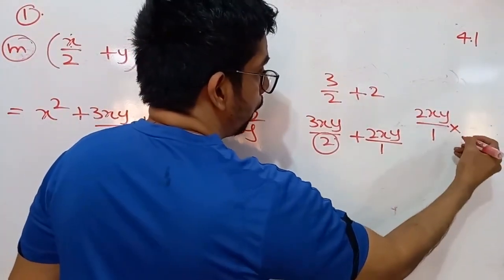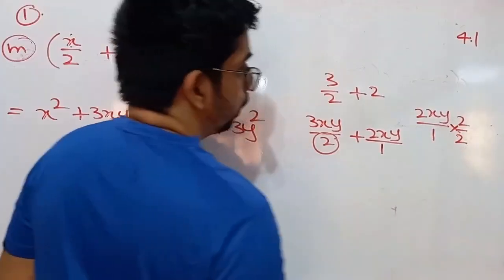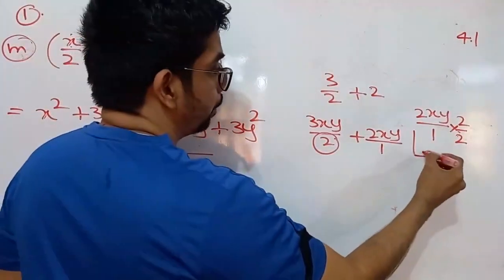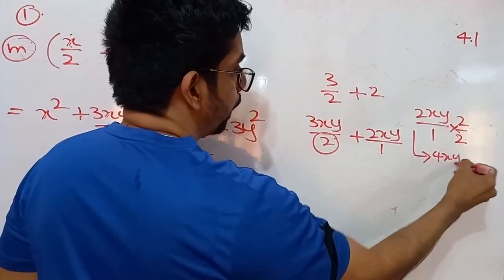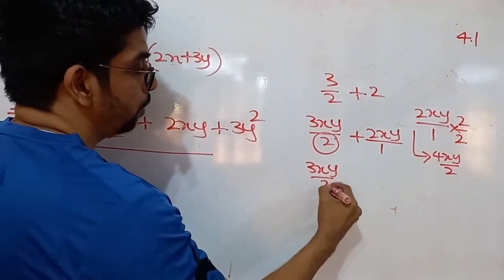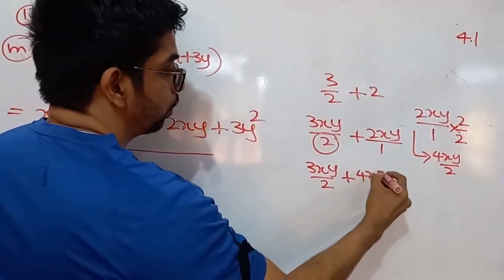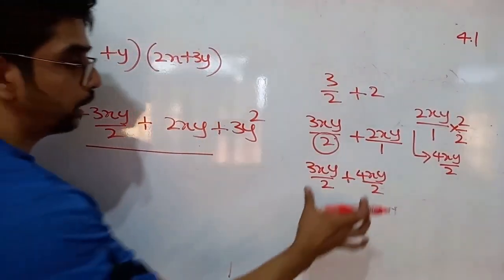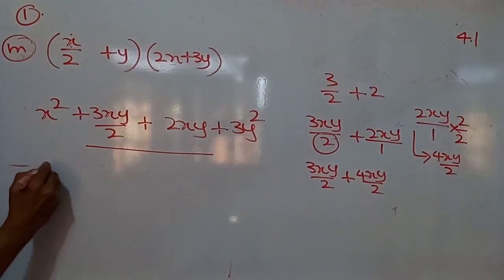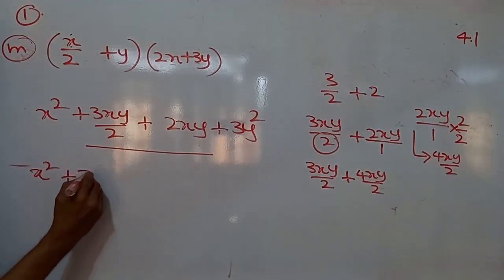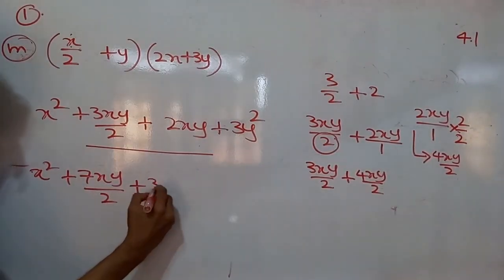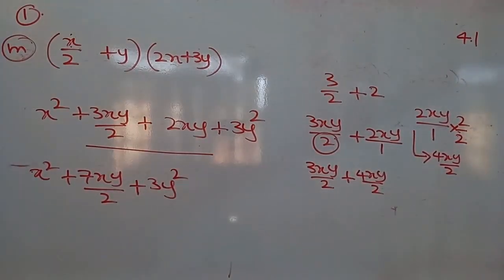So multiply the denominator by 2, multiply the numerator by 2 as well. Right? එතකොට මම මේක මෙතන ලියන්නම්. එතකොට මෙතන එනවා 4xy divided by 2. Right? So 3xy divided by 2 plus 4xy divided by 2. දැන් මොකද කරන්නේ? මේ දෙන එකතු කරන්න තියෙන්නේ. Right. So here x squared plus 7xy divided by 2 plus 3y squared. So that is the answer.